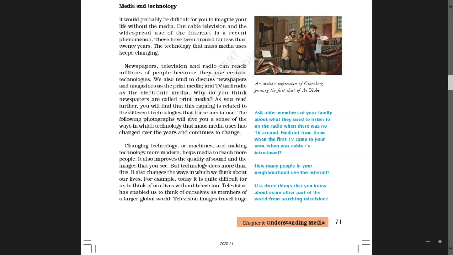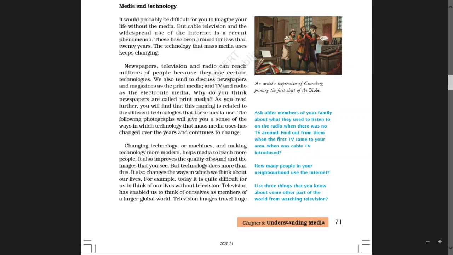Why do you think newspapers are called print media? The question is asked to you. As you read further, you will find that this naming is related to the different technologies that this media uses.